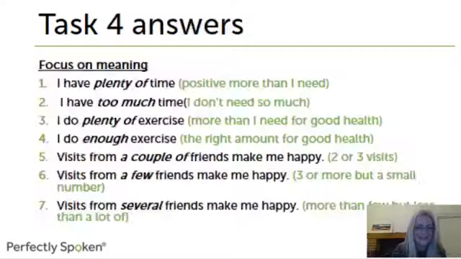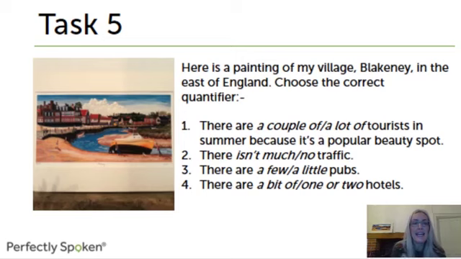What's going to happen in task 5? Here we go. Here is a painting of my village where I live, and this village is called Blakeney in the east of England. And you can see that it's on the coast. It's very popular with sailors. It's got a beach, so families love it in summer. There's a hotel here. There are bars and cafes. Okay? I think I've probably talked about my village before.